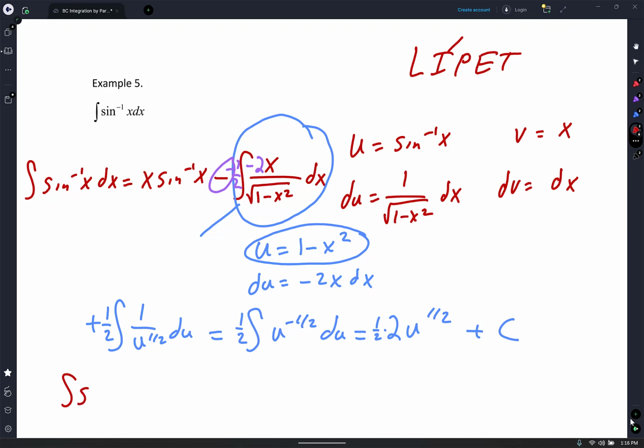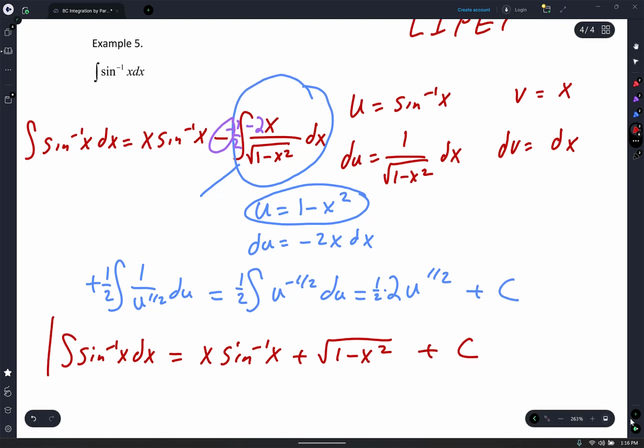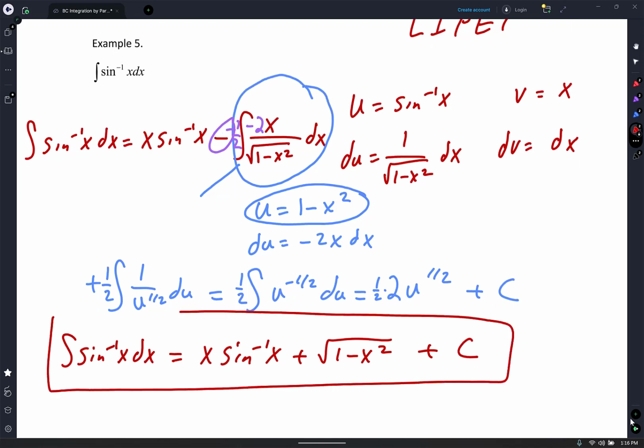Integral of arc sine x dx equals x arc sine x plus square root of 1 minus x squared plus c. I don't see any mistakes. How do we feel? All right, so all you're doing today is just practice.